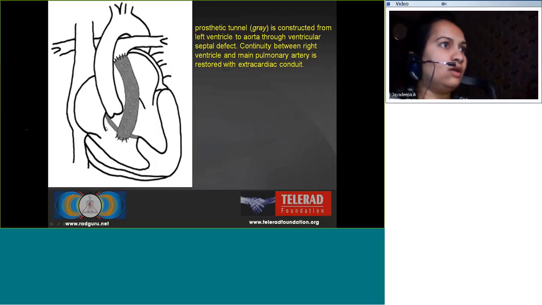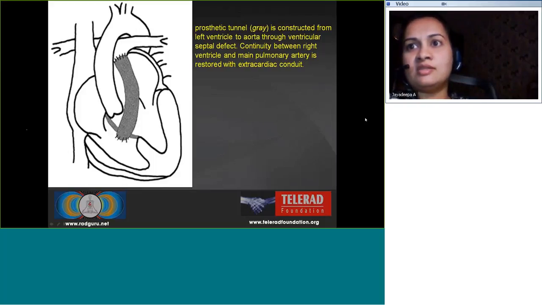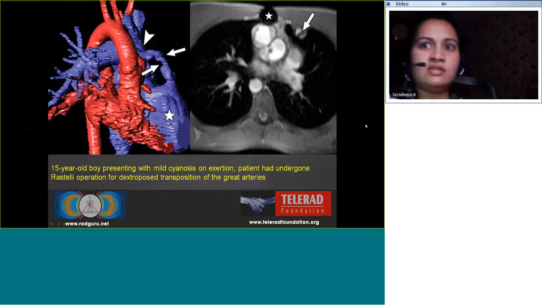A prosthetic tunnel is constructed across the left ventricle from the left ventricle to the aorta. This is the tunnel being constructed through the ventricular septal defect. So we are achieving the closure of the ventricular septal defect as well as a channel formation from the left ventricle to the aorta. And the continuity between the right ventricle and the main pulmonary artery is restored using an extracardiac conduit. So these are the two procedures that are done in Rastelli.